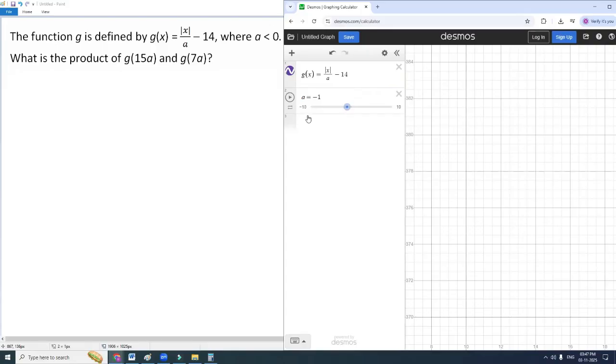Here I'm taking a equals negative 1. Our aim is to get the product of g of 15a and g of 7a. Now let me multiply them. That is g of 15a times g of 7a. When I take a equals negative 1, the product is 609. What if I take a different negative value for a, like negative 2 or negative 5? Whatever negative value I take for a, the product of g of 15a and g of 7a does not change. It remains the same, 609. So the product of g of 15a and g of 7a is 609.